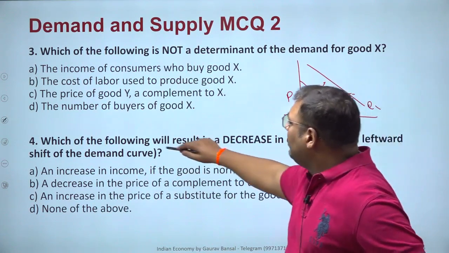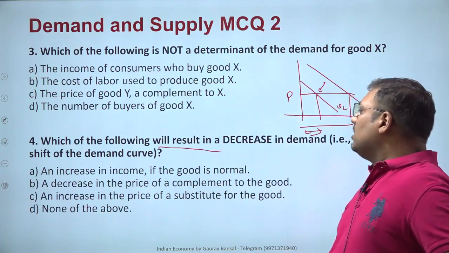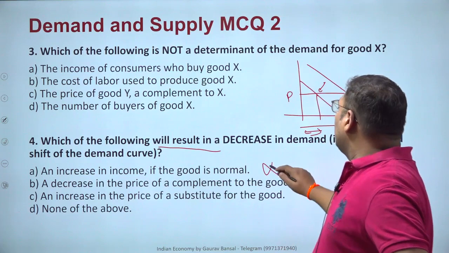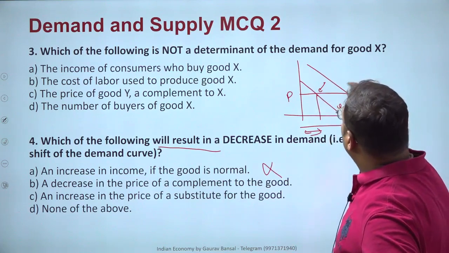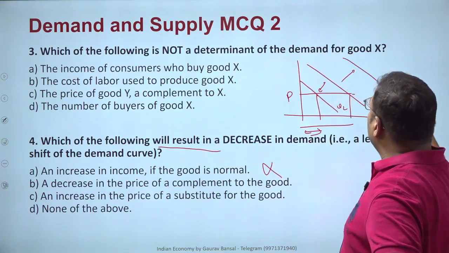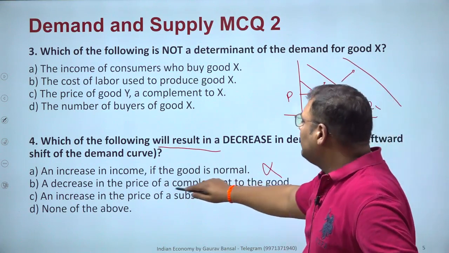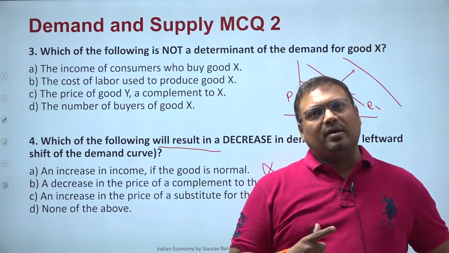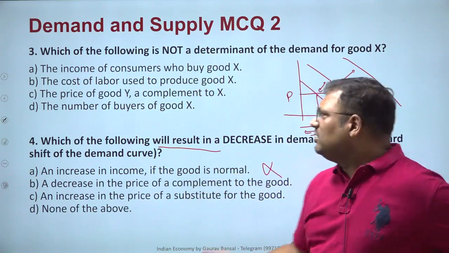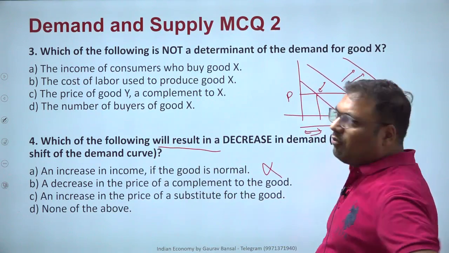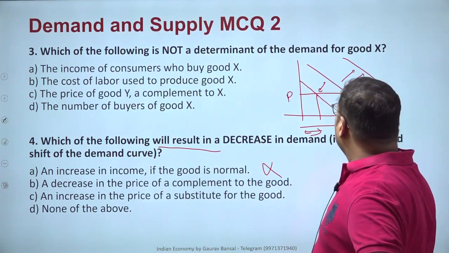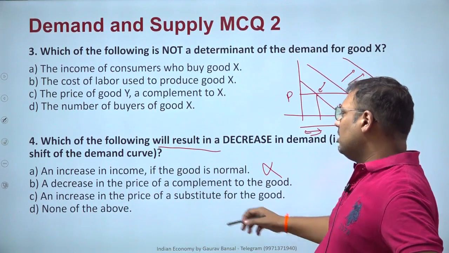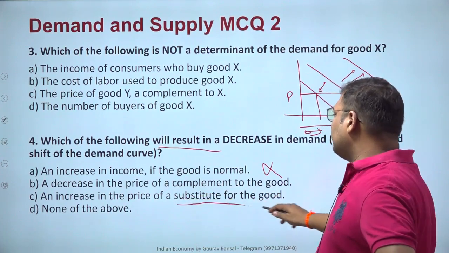Which of the following will result? Okay, increase in the income if good is normal? No. If income increases, then for the same price people will buy more. Curve will shift here. Decrease in the price of complementary good. Okay, think about it. You have a fountain pen. Ink prices fall. That should also increase the demand for fountain pen. So this is also not going to shift left. This is going to shift upward. Okay, increase in the price of a substitute good.